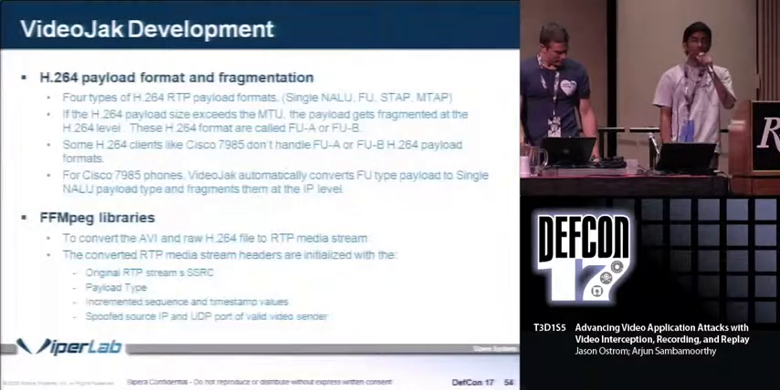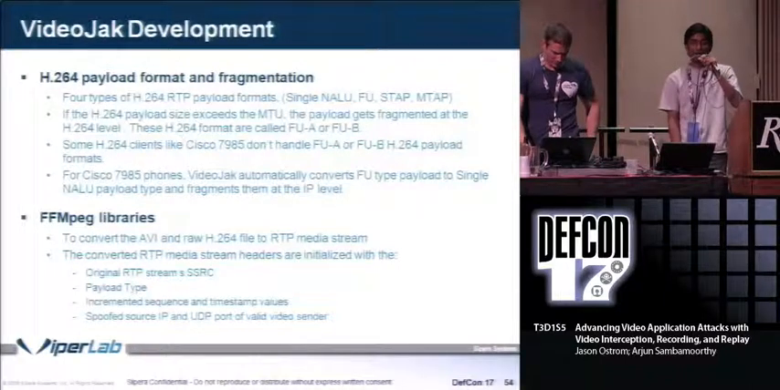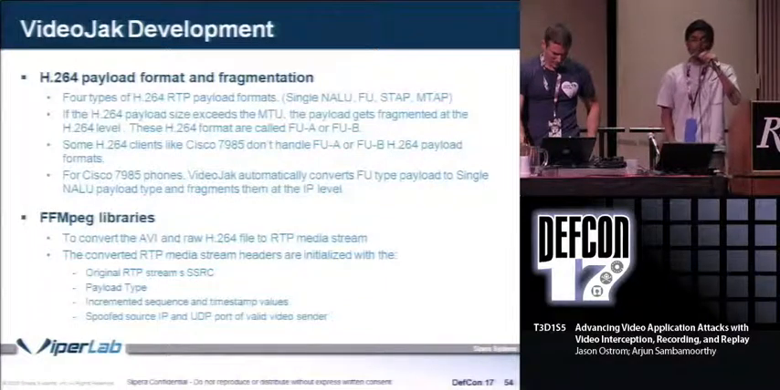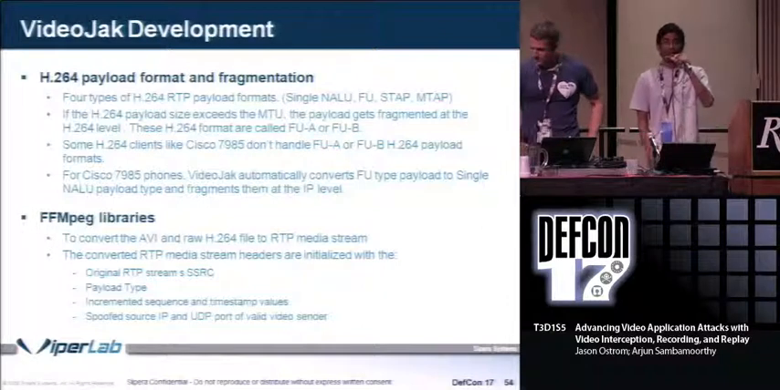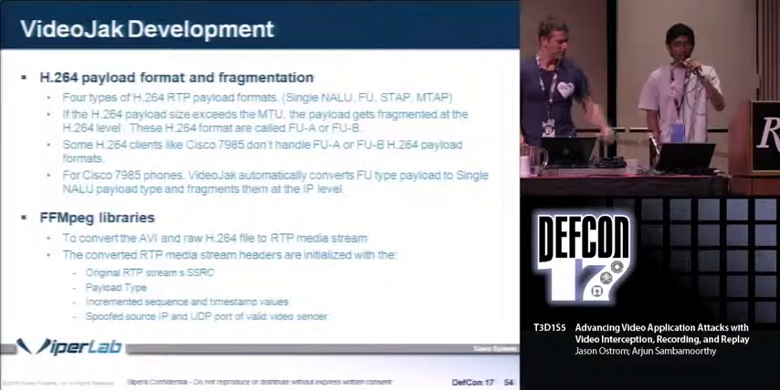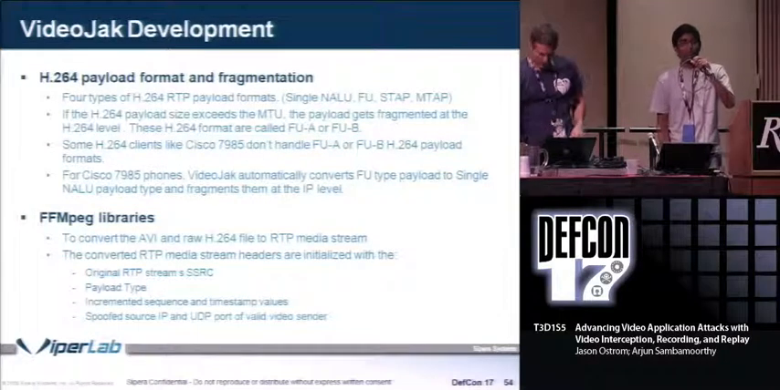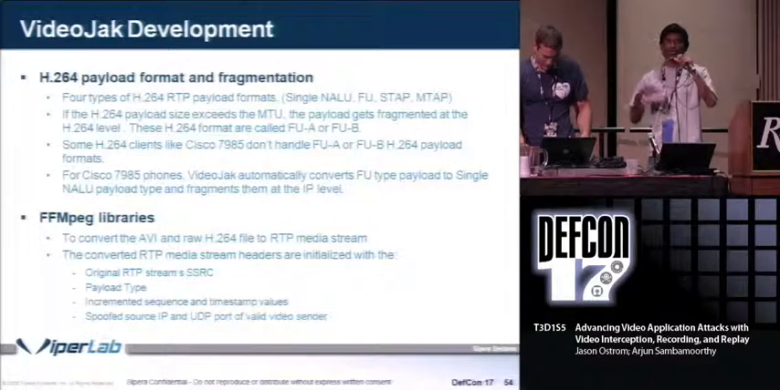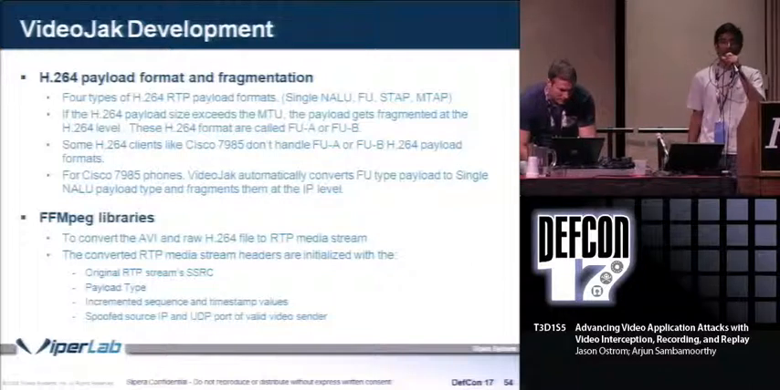H.264 payload format and fragmentation. There are four types of H.264 RTP payload formats. Number one is the single network abstraction layer unit. Number two is the fragmentation unit. Number three is the single-time aggregate packets and multi-time aggregate packets. What an H.264 client does is, if the H.264 payload size exceeds the MTU, the payload will be fragmented at the H.264 level. These formats are called FU-A or FU-B.